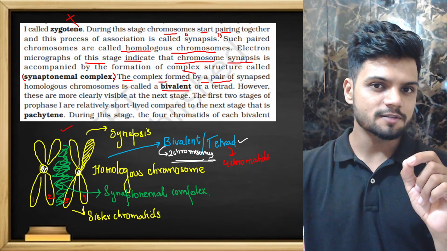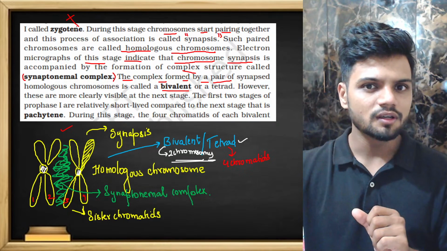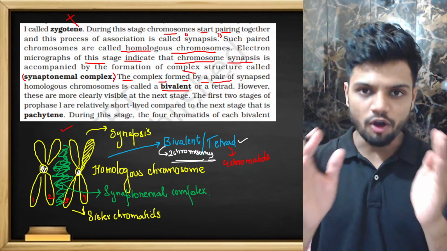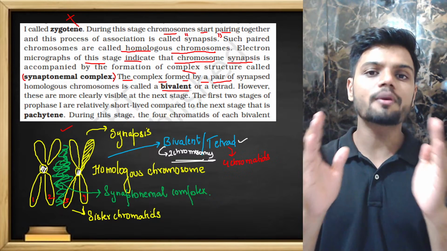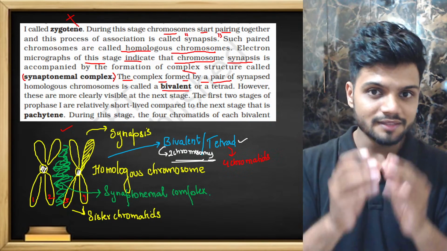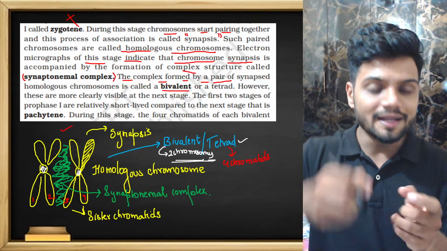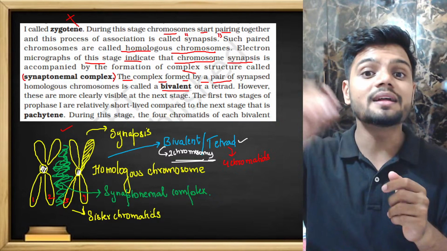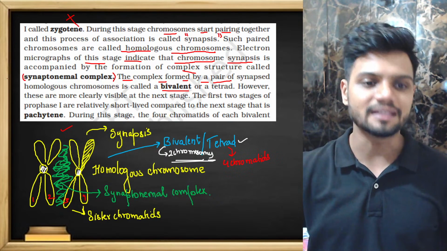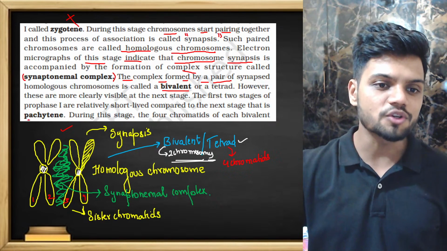Because remember, students, in zygotene, the formation is happening. In zygotene, formation of bivalent or formation of tetrad is happening. But this bivalent or tetrad is clearly visible in the next stage. And the next stage is called pachytene.